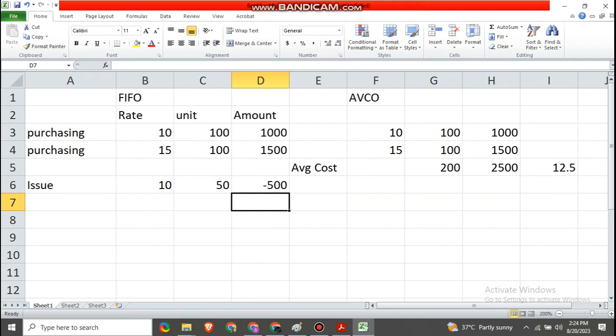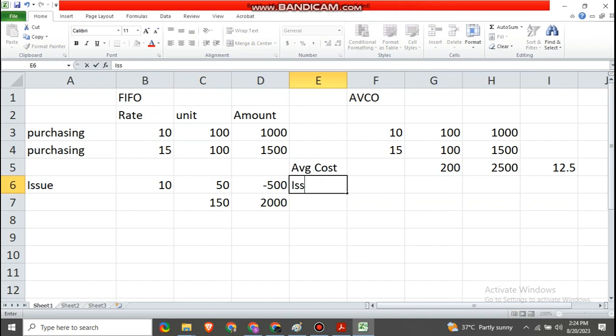Now if I find out what the value of the closing or remaining inventory is, after I subtract 500 from here, I have 500 left, and then 1,500 from here, which altogether is 2,000. Okay, 2,000 inventory left, and the total inventory that I have is 50 from here and then 100 from here, 150 units, which have different rates.